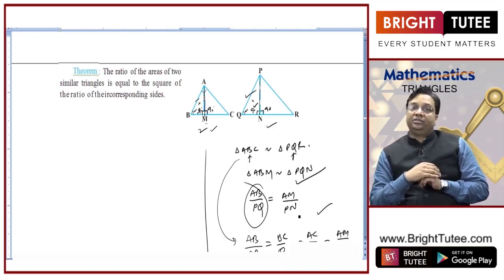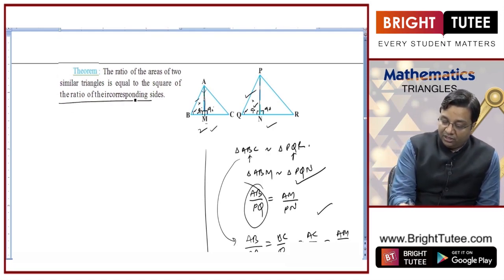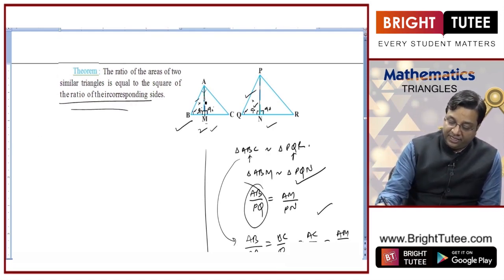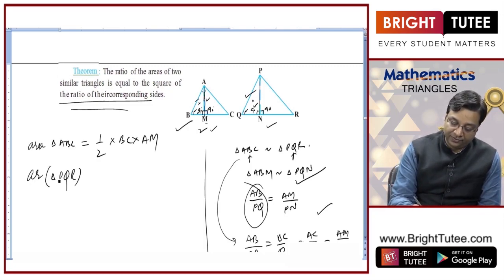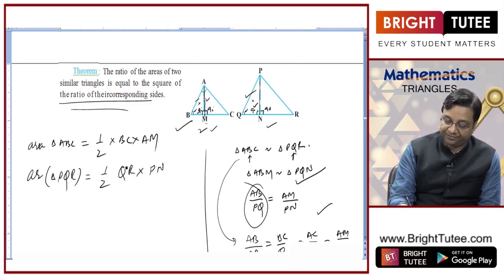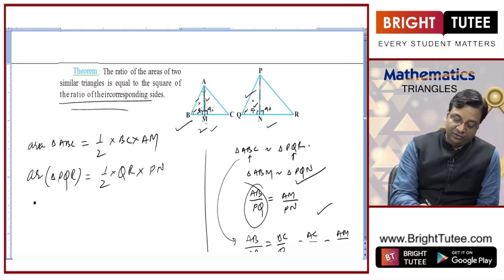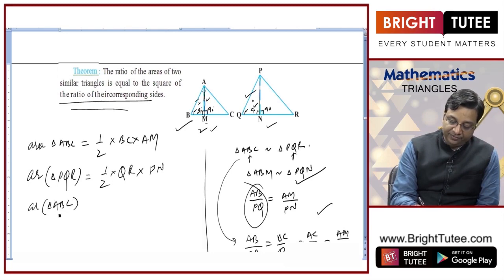Now, I will talk about ratios of their areas. What is the area of this triangle? If AM is the altitude, then the area of triangle ABC is equal to half into BC into AM. And what is the area of triangle PQR? It is equal to half into base QR into altitude PN. Now, I want the ratio of these areas, area of triangle ABC and area of triangle PQR.